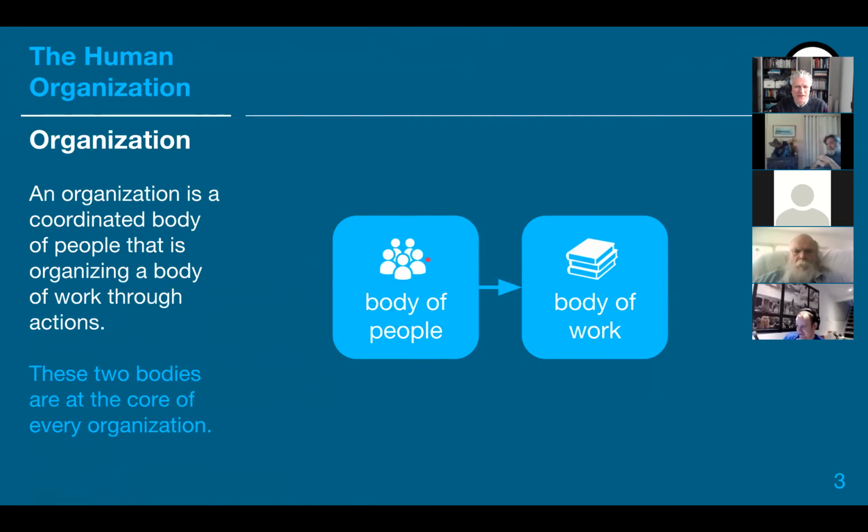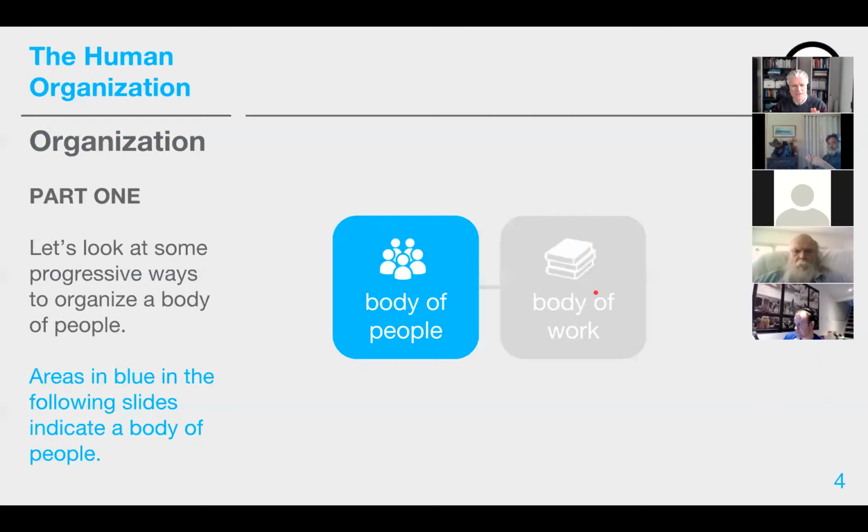So the body of people here working on something called the body of work. So anything that the organization creates, right? The body of group people creating something, some output here on the right side. So if that's the high-level definition, let's take a look at part one and drill down into the body of people. So what does that mean when a group of people come together and form sort of a coherent piece of organization, and I'm starting to look at some of these more progressive ways of how do you organize a body of people here.